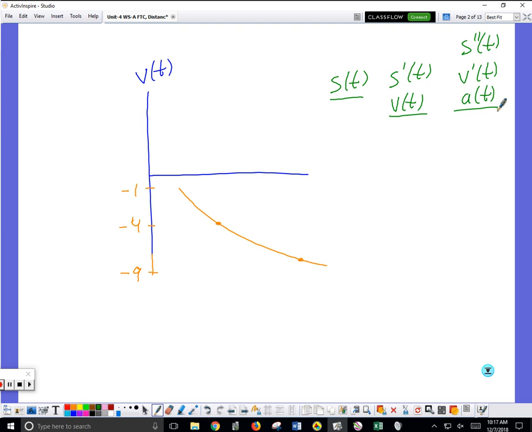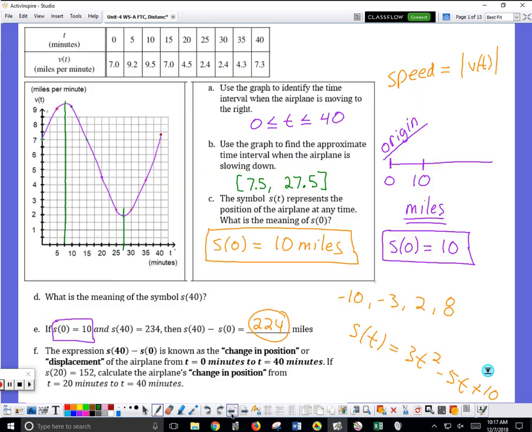Cool. Next thing. Simple example down here. It says the expression, therefore, S of 40 minus S of 0 is known as the change in position or displacement of the airplane during that time period. They give another example. They say if S of 20 is 152, calculate the change in position from time 20 to 40.